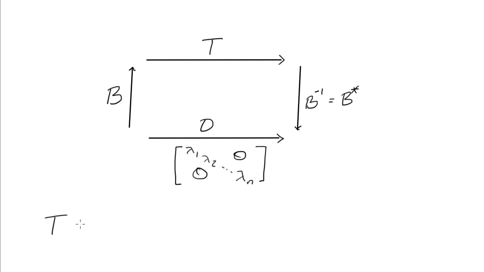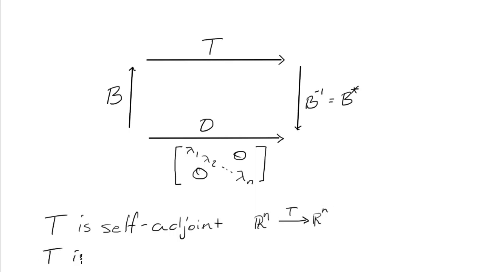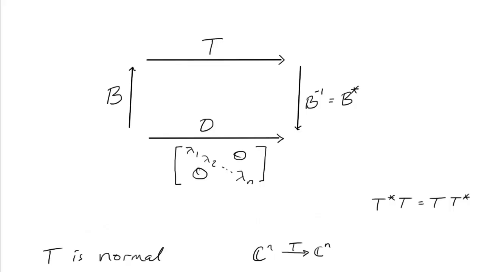For real matrices, I need T to be self-adjoint. For complex matrices, I need T to be normal. Normal is almost like self-adjoint, but just slightly weaker. It means that the conjugate and T commute with each other. We won't do the real proof. Turns out it's harder. So we're going to prove the complex case.